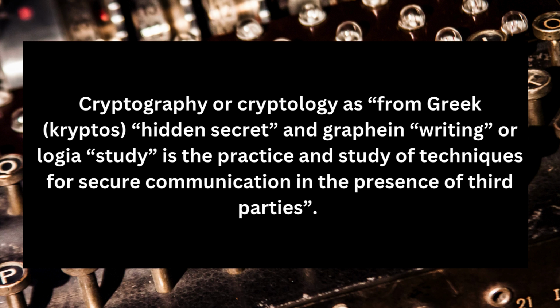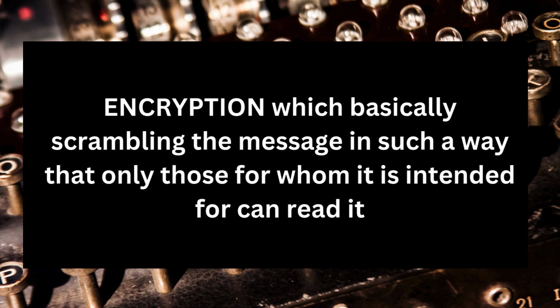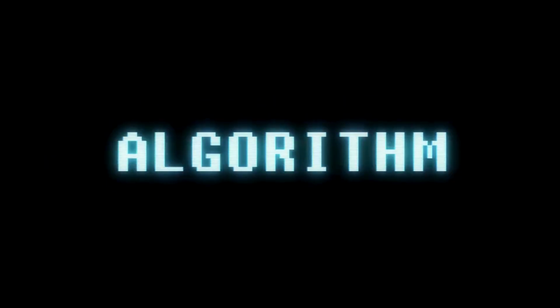So basically, it's a way to safely send private messages or sensitive information like a password or credit card number. This is different than encryption, which is basically scrambling the message in such a way that only those for whom it is intended can read it. So if a third party was able to intercept the message, if it is encrypted, they will not be able to read it. The way in which the sensitive information is encrypted is using an algorithm. Usually, in order for the recipient to read the message, they must have the secret knowledge or use a key.